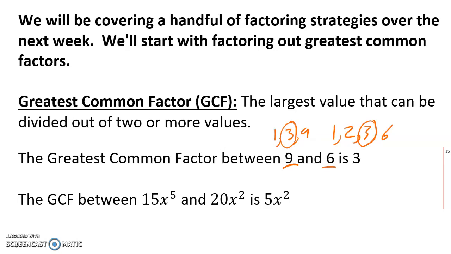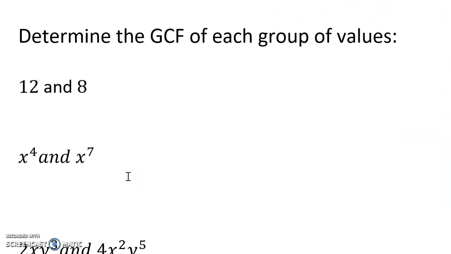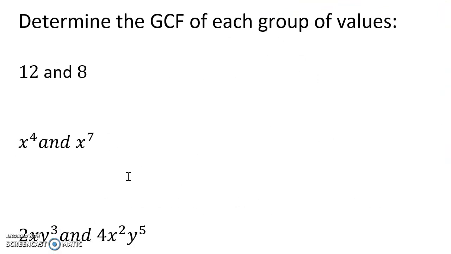If I look at the greatest common factor between 15x to the 5th and 20x squared, I would call the greatest common factor here 5x squared. I know that 5 is the biggest number that multiplies into both 15 and 20, and both of these terms have at least a factor of x squared. So I would call that the greatest common factor of these two terms. So we wanted to determine the greatest common factor of each group of values.